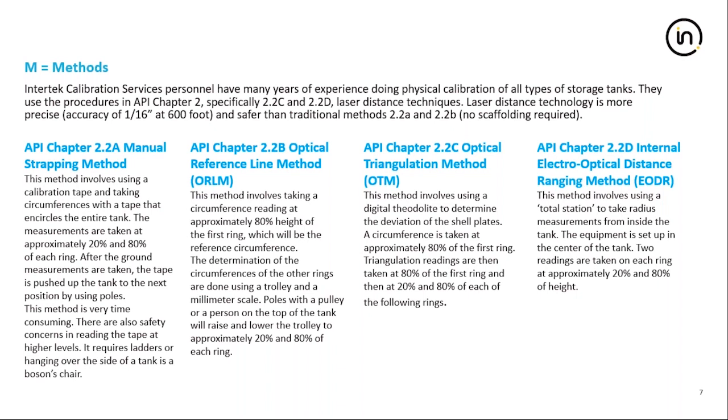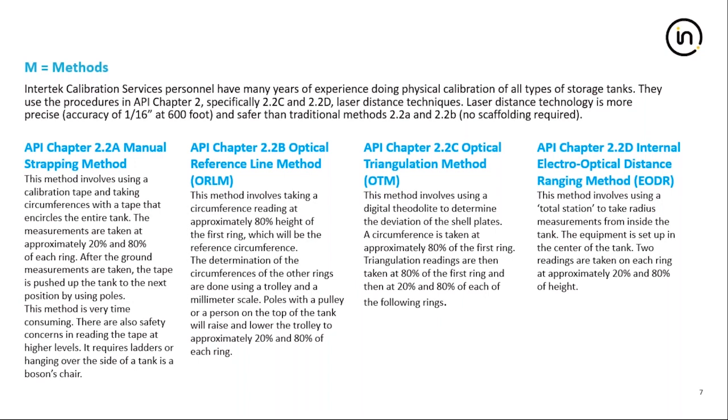And what you use is you pick a point in the first ring of the tank. Usually it is 80% of the height of the ring, and you measure the circumference, and then you use a magnetic trolley that you move around the side of the wall of the tank. What this trolley allows you to do is measure very accurately the warping around the wall of the tank in that vertical line.